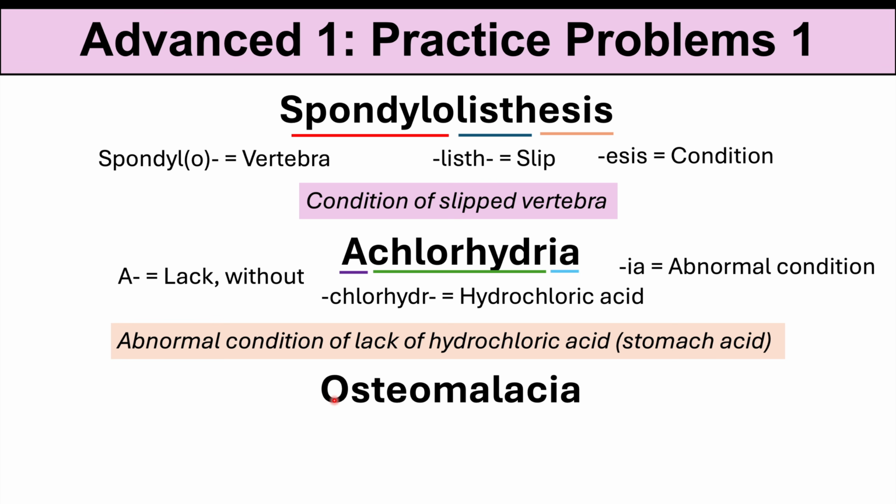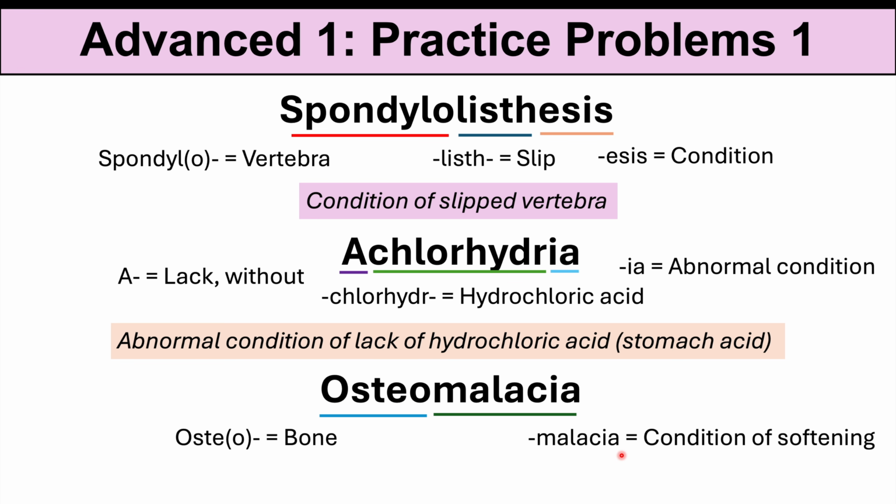The next term we're going to look at is osteomalacia. So again, we break it down. We look at the root, osteo, and osteo refers to bone. So you can think of words like osteopathy or osteomyelitis. And malacia refers to a condition of softening. So what osteomalacia means is a condition of softening of bone.